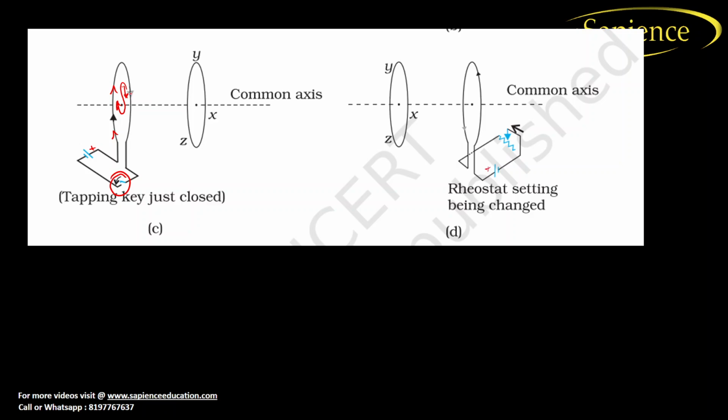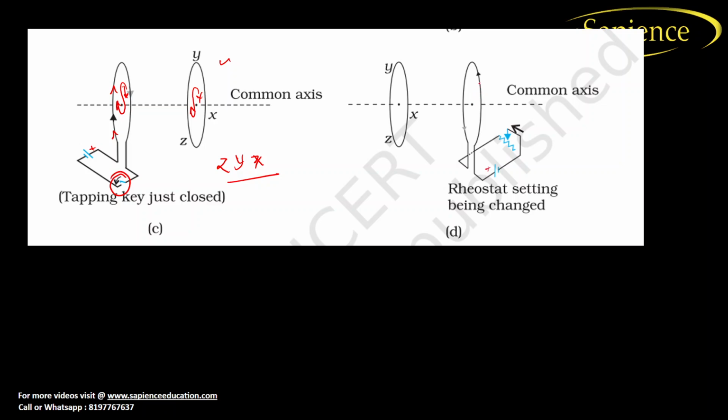It will act as a south pole. So the current induced in this circuit will be in such a way that it will oppose. It will oppose, means it should also act as a south pole. So this is the case. It means here the current will flow from Z, Y, and X. Got it? Now this one.